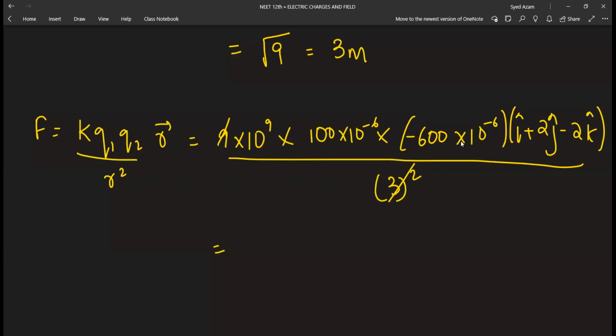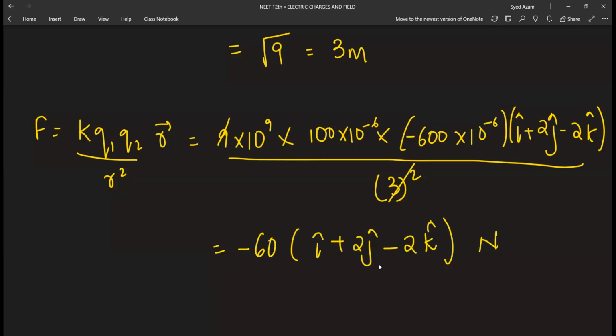So we were calculating this already. This is 10 to the power 2. This is 10 to the power 2. So 4, 9 plus 4, 13. And 13 minus 12, right? Minus 6 minus 6. 13 minus 12 is 1. So you get minus 60 into i cap plus 2 j cap minus 2 k cap. This is the answer in terms of vector.